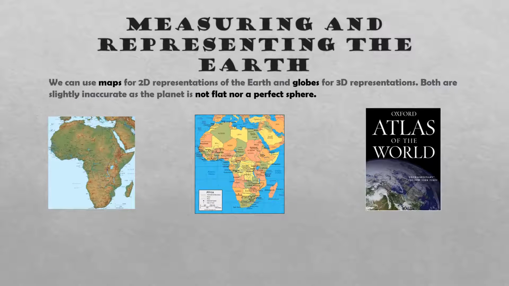Measuring and representing the Earth. We can use maps for 2D representations of the Earth and globes for 3D representations. Both are slightly inaccurate as the planet is not flat nor a perfect sphere.